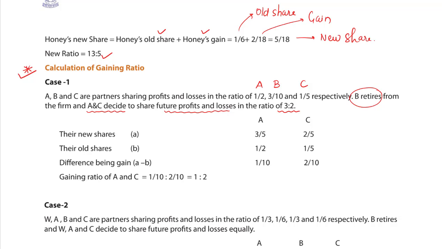Their new share is 3 by 5 and 2 by 5. 3 is to 2, so 3 by 5 and 2 by 5. Their old share is 1 by 2 and C's is 1 by 5. Difference being the gain. So old share is 3 by 5, new share is 1 by 2. So gain is 1 by 10. In case of C, the gain is 2 by 10. So gaining ratio between A and C is 1 by 10 and 2 by 10. That is 1 is to 2.